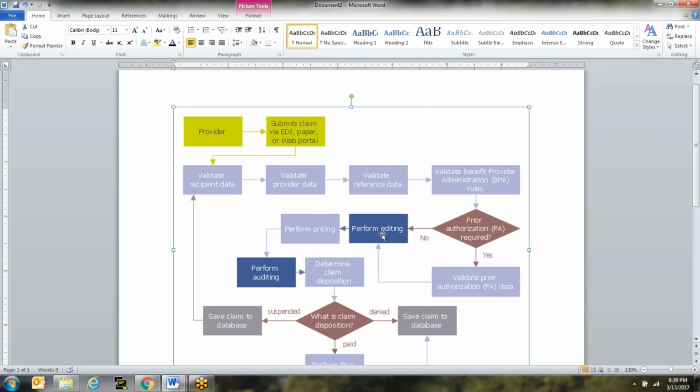I come back, insurance, my doctor or my hospital sends the bill to the insurance company. Insurance company verifies everything. Everything is fine. See, that's the best. Everything is fine.